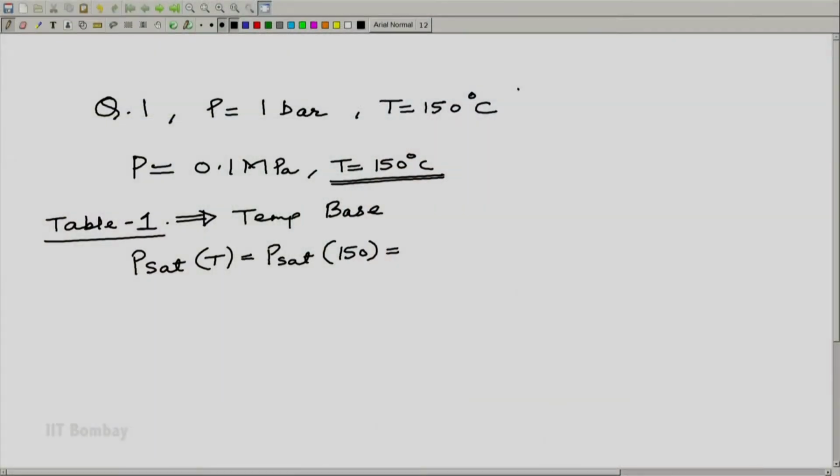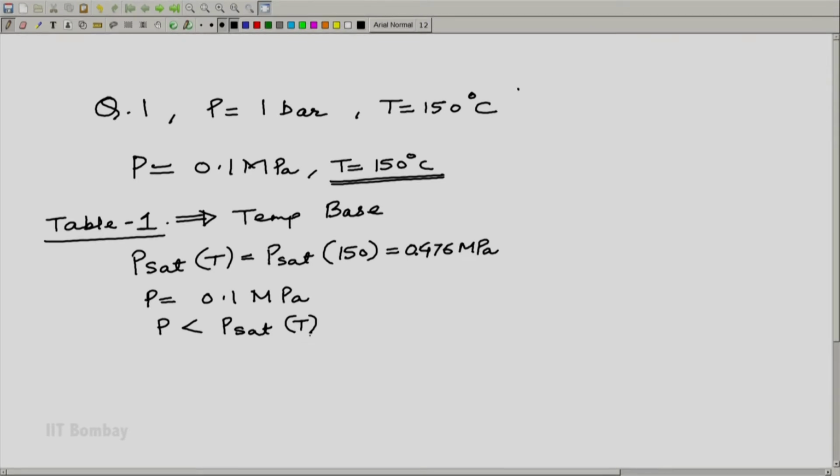We have already seen what happens if P is less than P sat T or P is more than P sat T. So, let us now compare the given P with the P sat T that we have seen from this steam table. We have seen P sat at 150 degree centigrade is 0.476 MPa, while P is equal to 0.1 MPa. So, what we understand from here is our P is less than P sat T, because 0.1 MPa is less than 0.476 MPa.